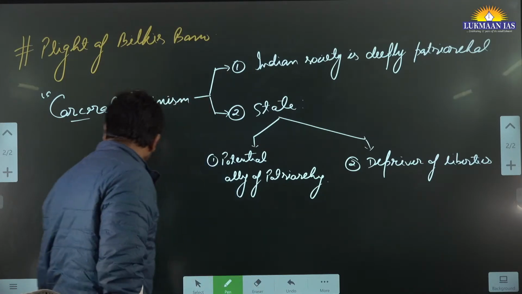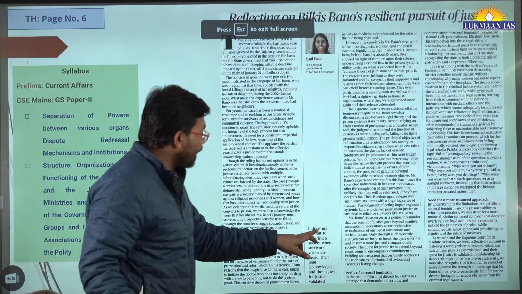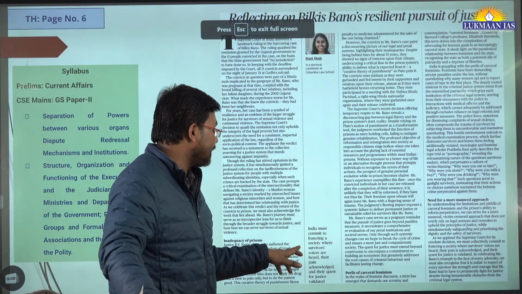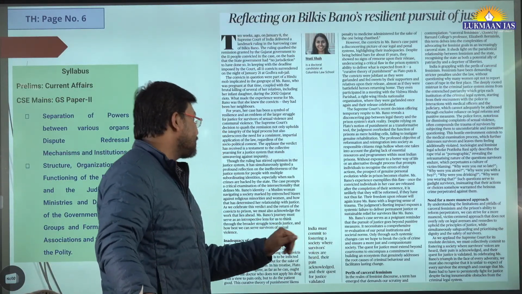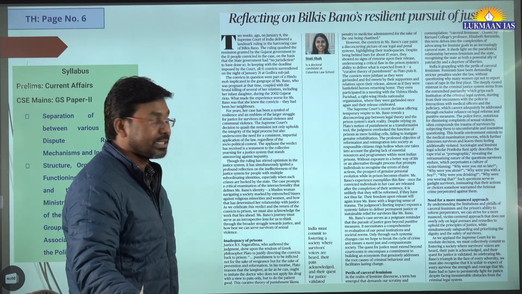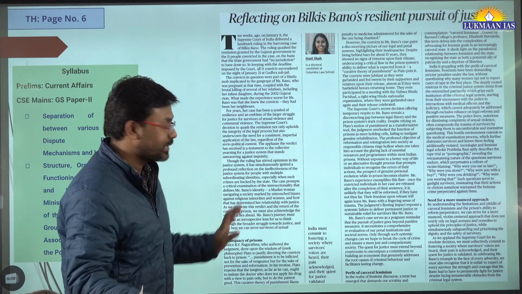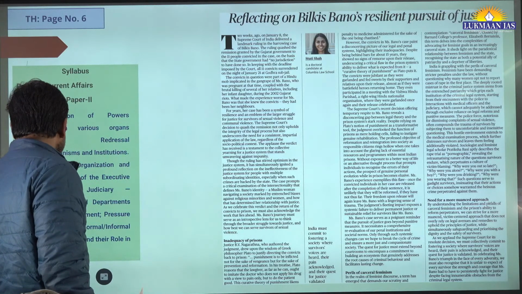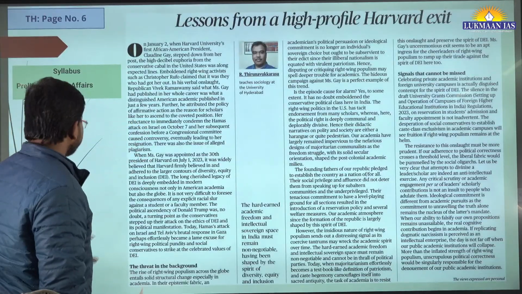So finally the author says that India must commit to fostering a society where survivors' voices are heard, their pain acknowledged, and their quest for justice validated. Alright, so this is the thing. So with this, let us quickly move to another article.